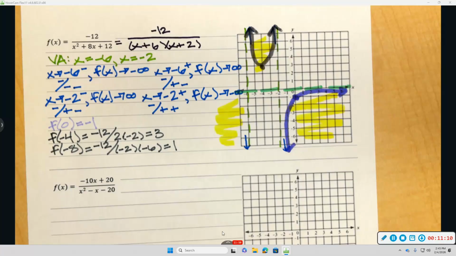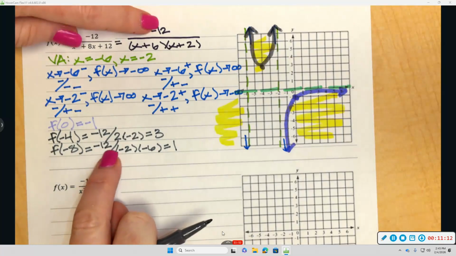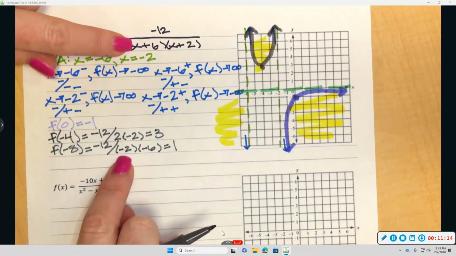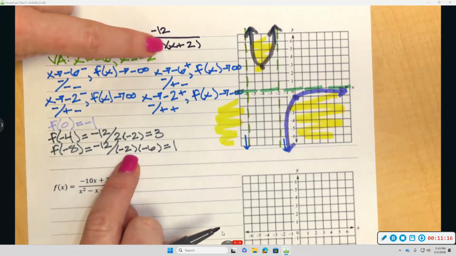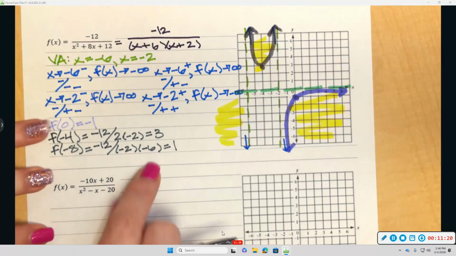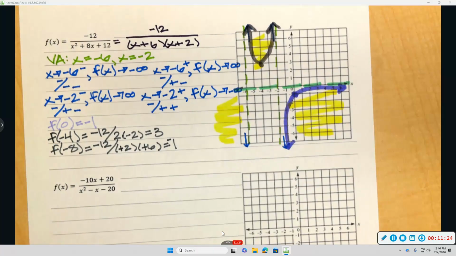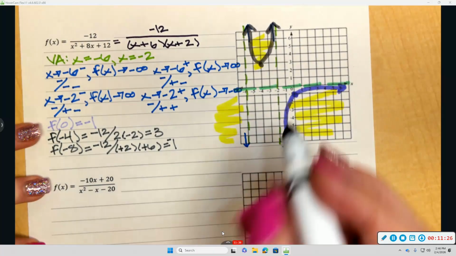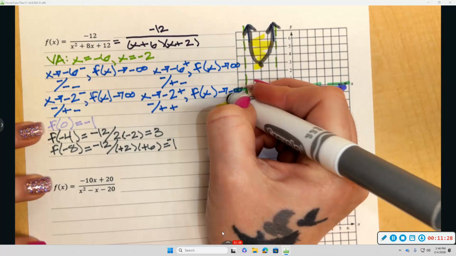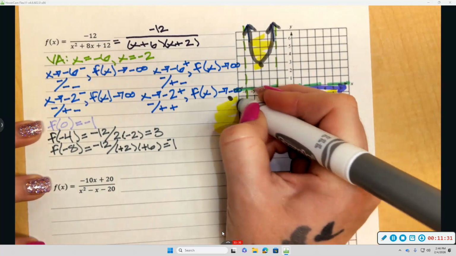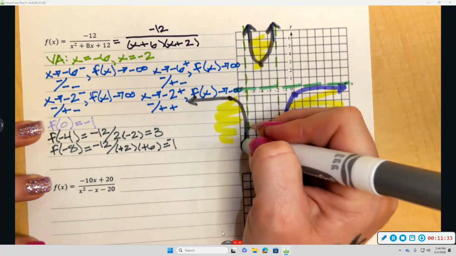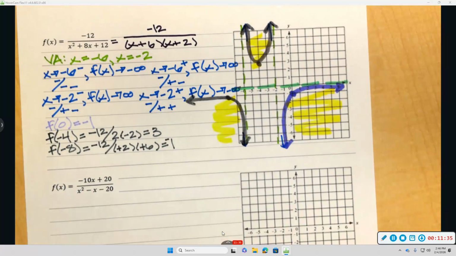Which it can't be a positive 1, so what did I do wrong? Negative 12, negative 8 plus 6 is negative 2, negative 8 plus 2 is negative 6. Oh, sorry, that's positive. You probably already found my error, right? So I get negative 8, negative 1. So this side will go that way. Let's look at the next one.